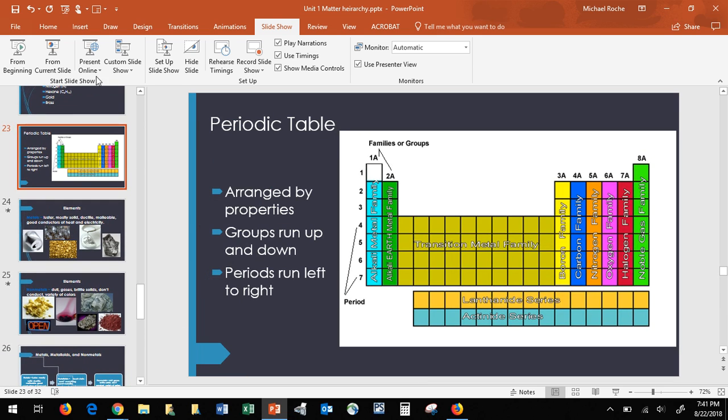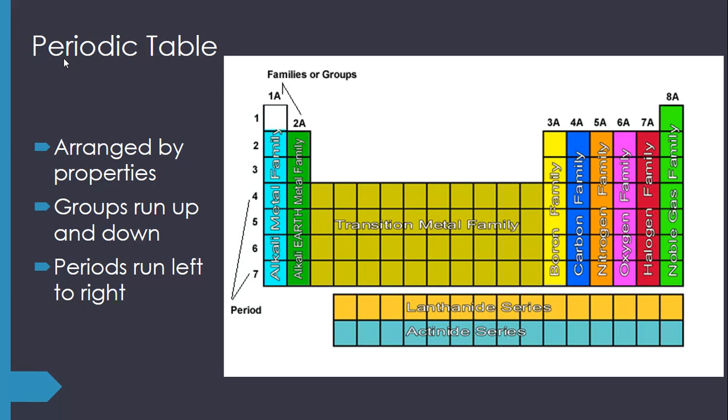Now, the more I think about it, I don't know that we really need this on the test, but it's just good for you to know that the reason hydrogen is here and not with the nonmetals is that hydrogen acts like these things here. The periodic table is arranged in order of how things behave.